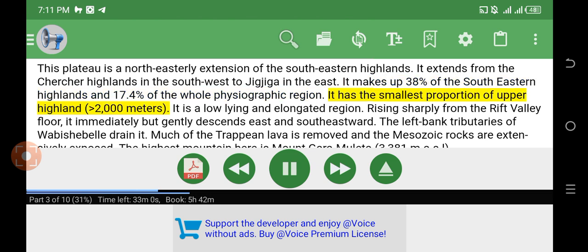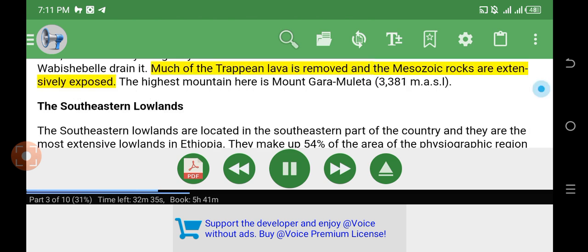Rising sharply from the Rift Valley floor, it immediately but gently descends east and southeastward. The left bank tributaries of Wabashabel drain it. Much of the Trapene lava is removed and the Mesozoic rocks are extensively exposed. The highest mountain here is Mount Gara Maleta, 3,381 meters.